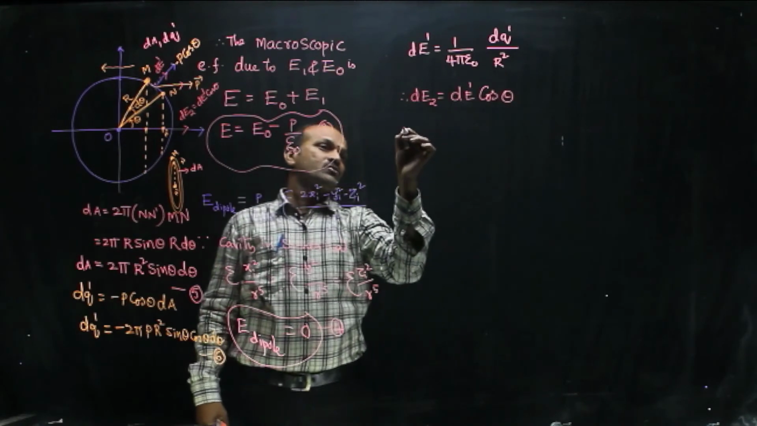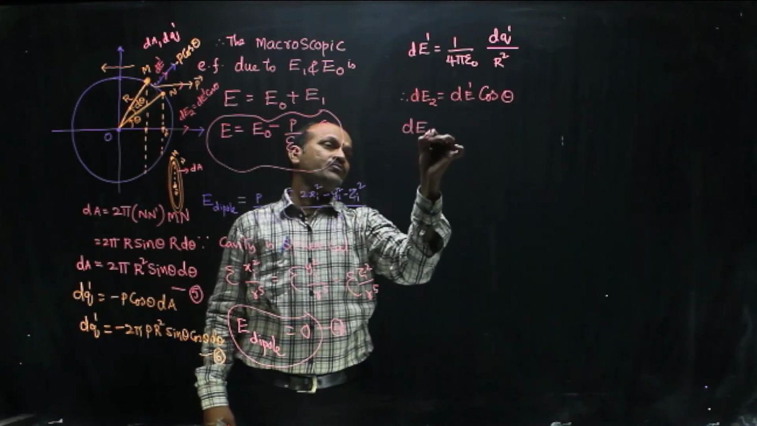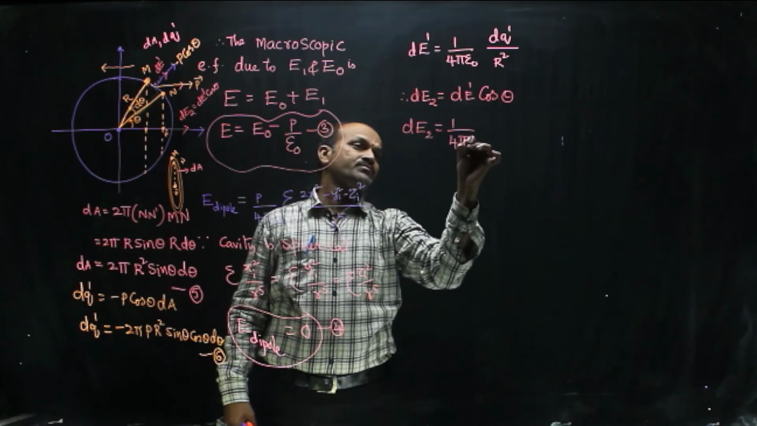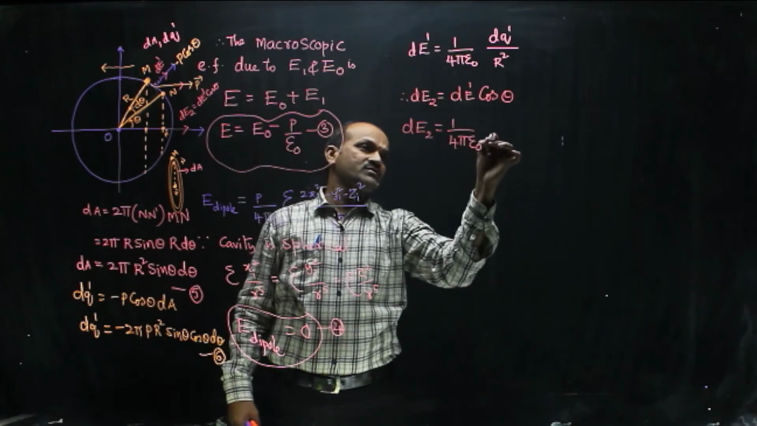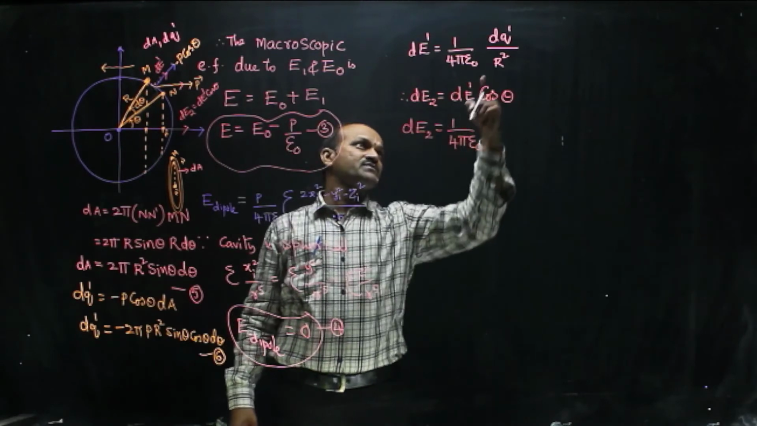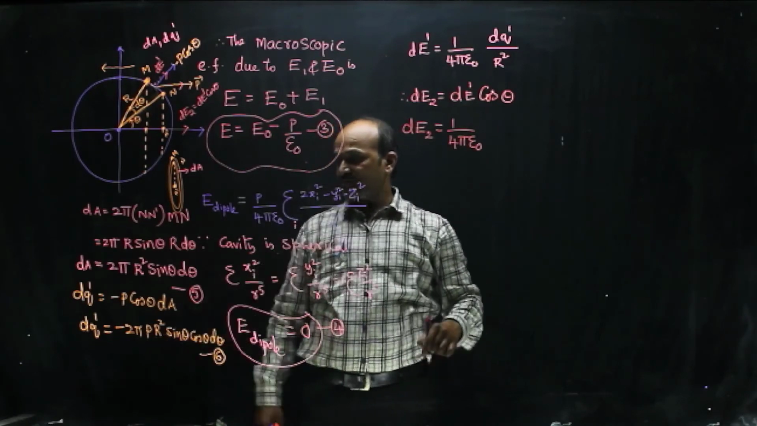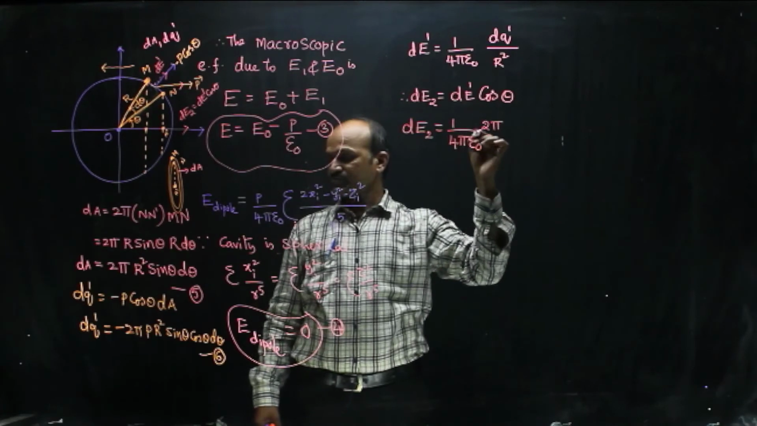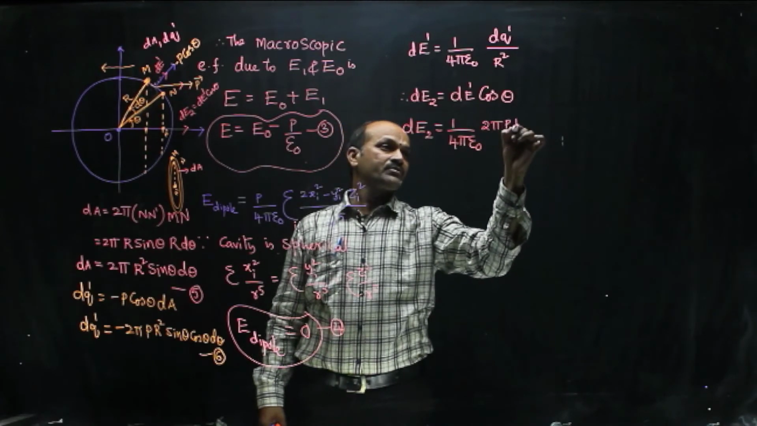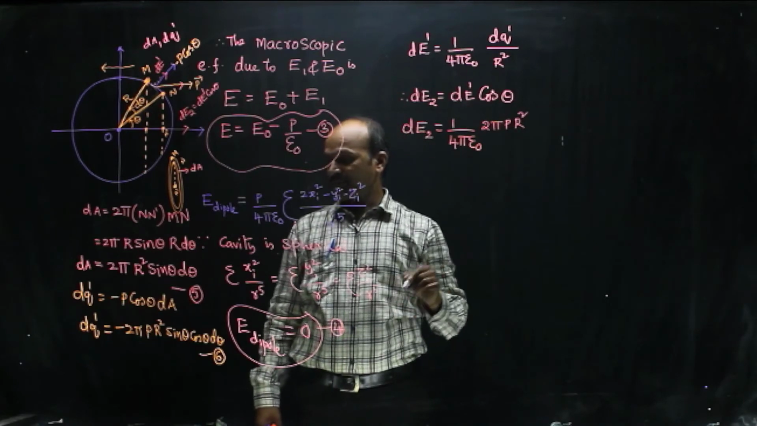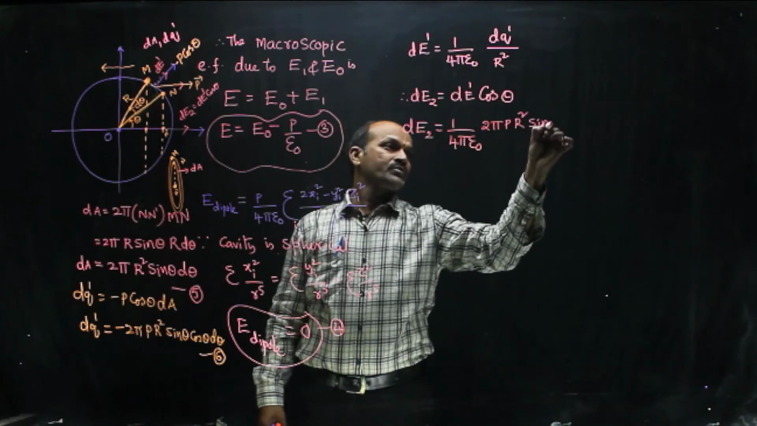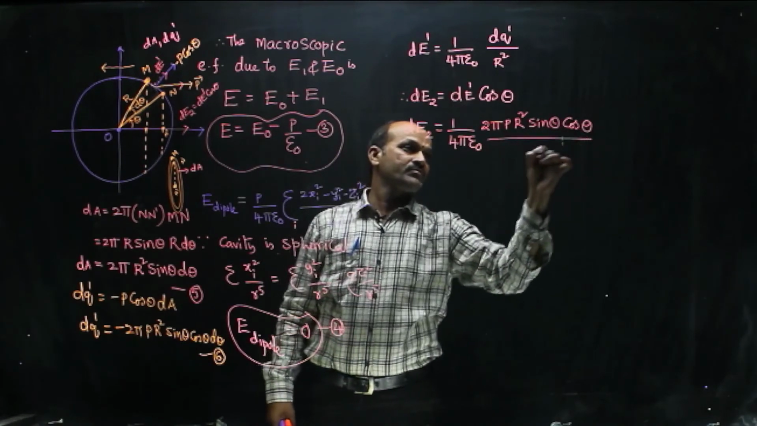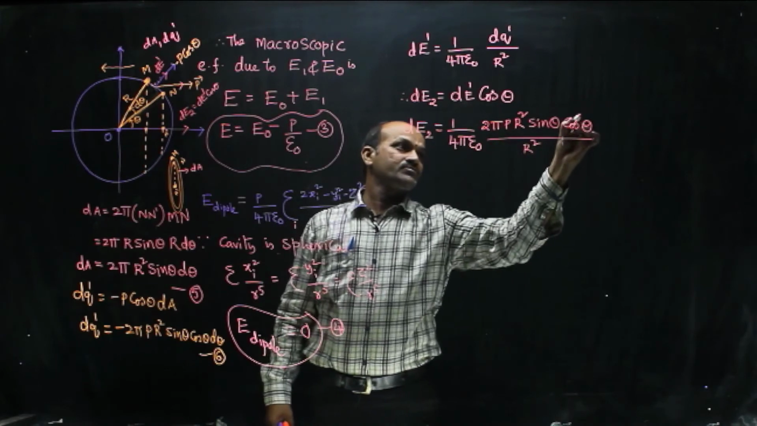Okay, so let us substitute that value. dE dash is 1 by 4 pi epsilon naught r square, into dq dash, which is 2 pi P r square sin theta cos theta, divided by r square, into cos theta, so cos square theta.